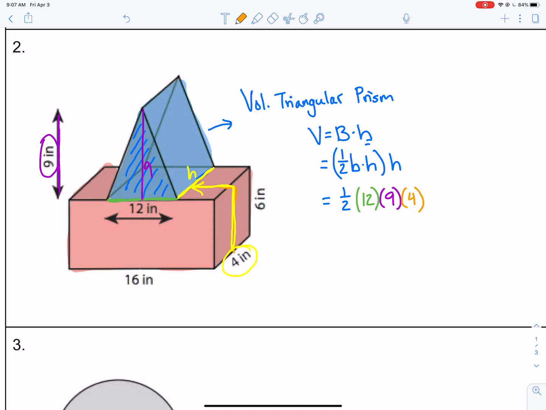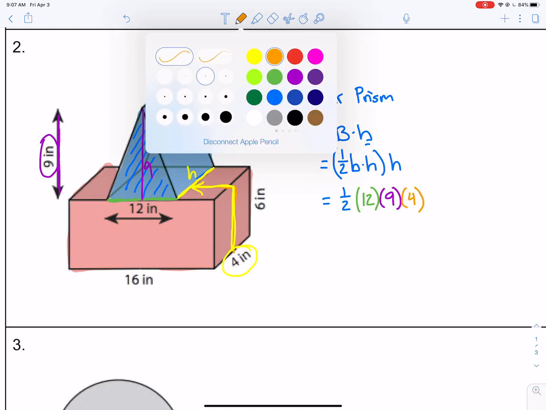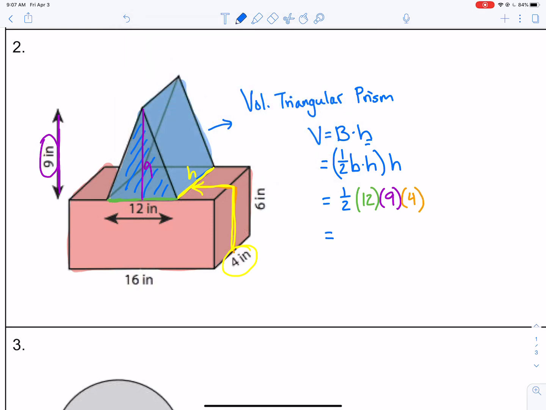So we have all of our numbers filled into our formula, and we can just plug that all into the calculator. And we get the volume of the triangular prism is a total of 216 cubic inches. And so now the easier part is to find the volume of the rectangular prism at the bottom.